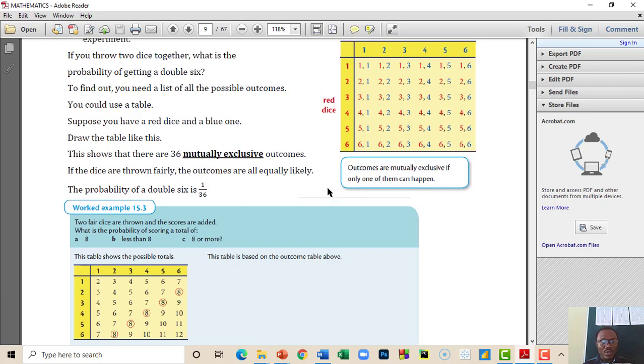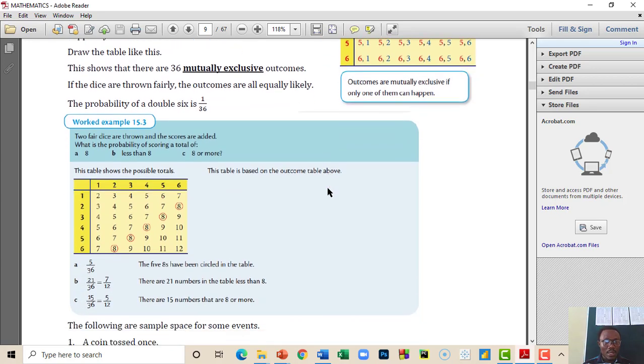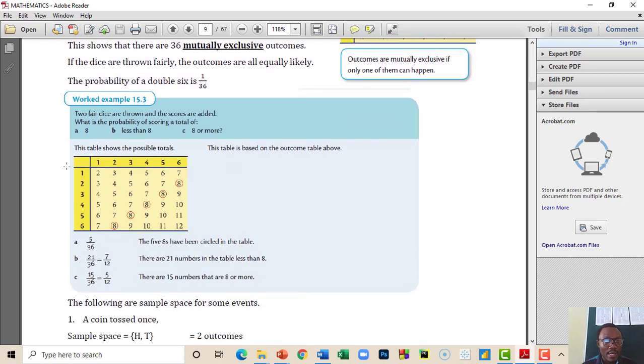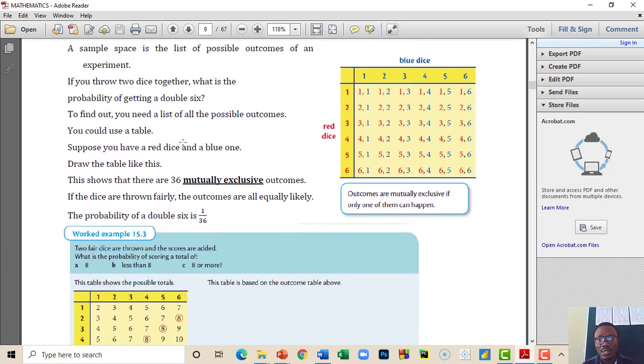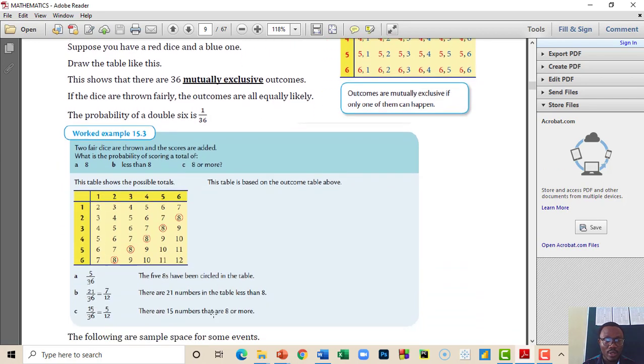Now, let's use this table to solve this problem. Look at this problem, example 15.3. Two fair dice are thrown and the scores are added. What is the probability of scoring a total of 8? When two fair dice are thrown, this is the sample space when they are not added. In this table you see the blue dice and the red dice, just to differentiate. But when they are actually added, this is how it looks.